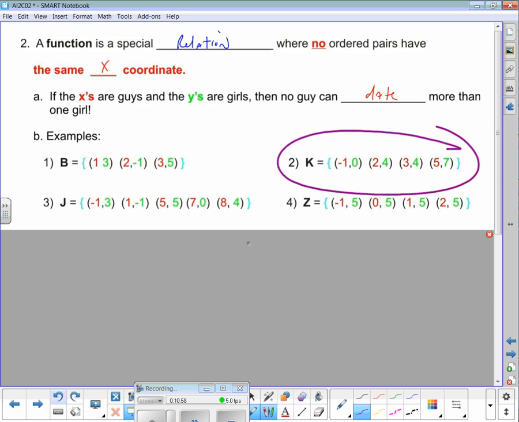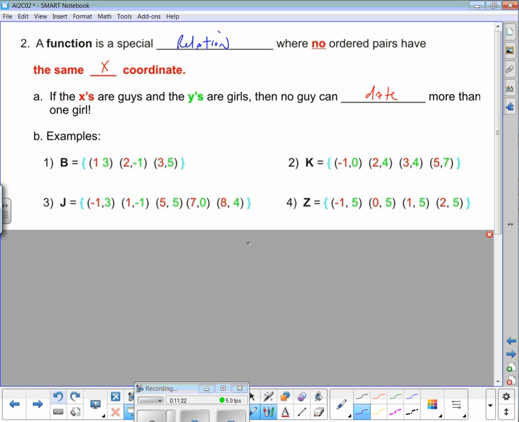So here's what happens. When you input a -1, it knows to output a 0. If you input a 2, it knows to output a 4. If you input a 3, it knows to output a 4. If you input a 5, it knows to output a 7. So there's a definite output for any given input. That's a function.